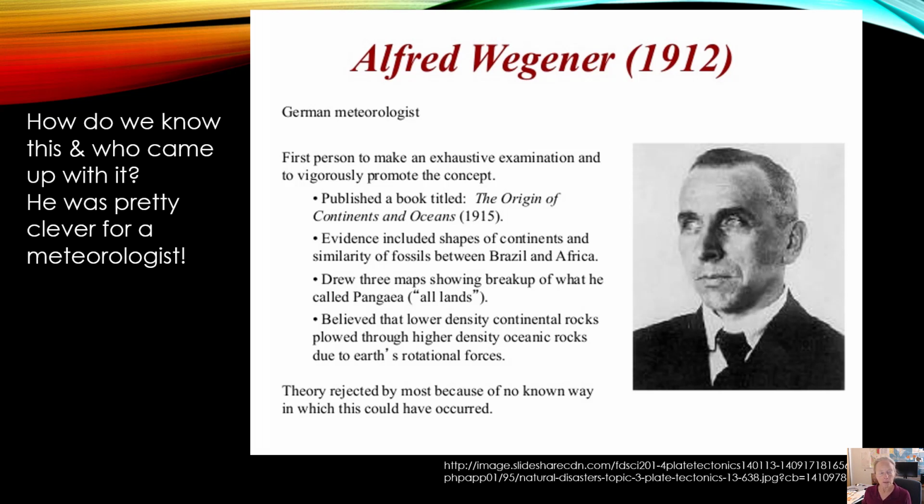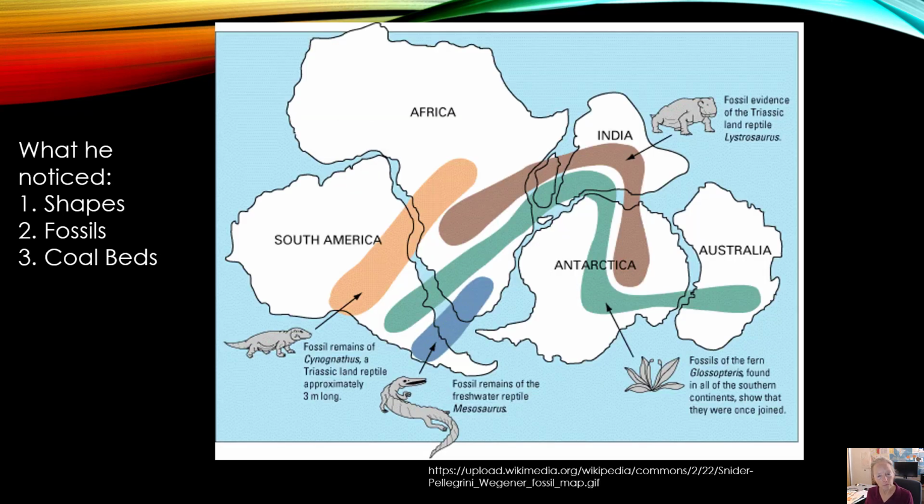He published a book about it. And you don't need to memorize all this stuff on here. I'll tell you what I want you to know about him. So what he did was he came up with this hypothesis based on data saying that the Earth was made up of these different plates and that they moved relative to each other.